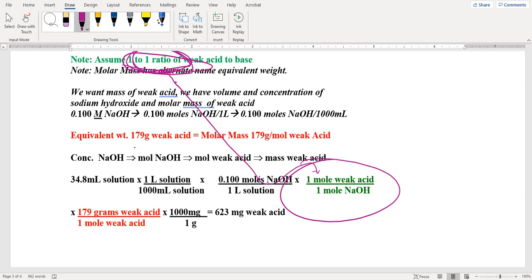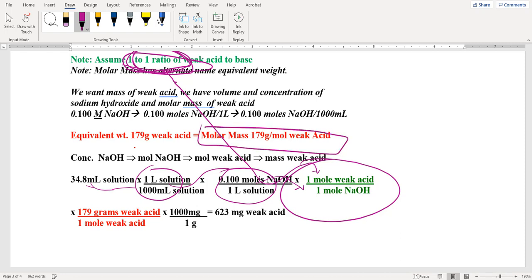Now, our initial setup is the same. We have to go ahead and start with mils of our known base solution, convert it to liters, use molarity as a conversion factor, use the 1-to-1 ratio as just implied. And now we have to use the molar mass. Now, you have to turn that into an equality. So 1 mole is equal to 179 grams.